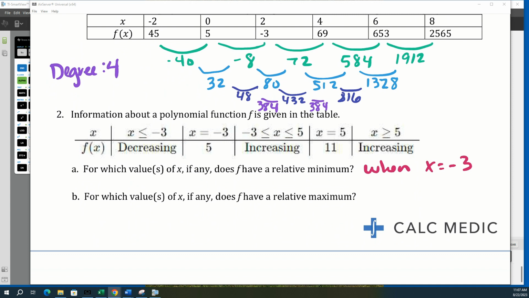That is the low. Okay, and then for B, what do you guys think? Maximum, relative maximum. Is there one? Is it changing from increasing to decreasing anywhere? No, so this would be none. It doesn't ask us to explain, so we don't have to.